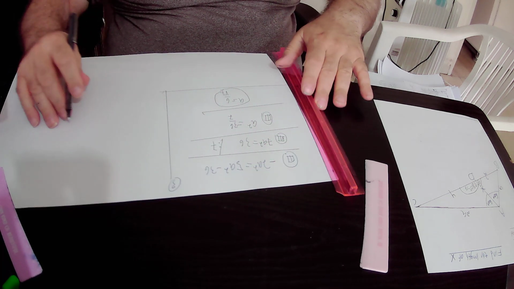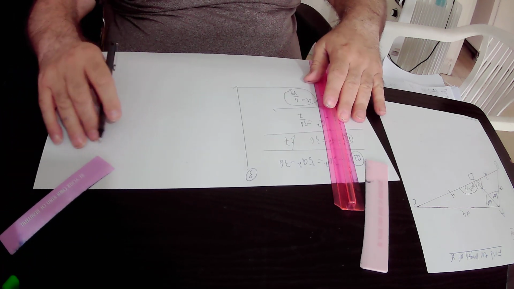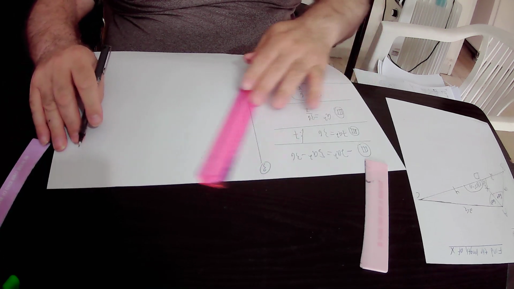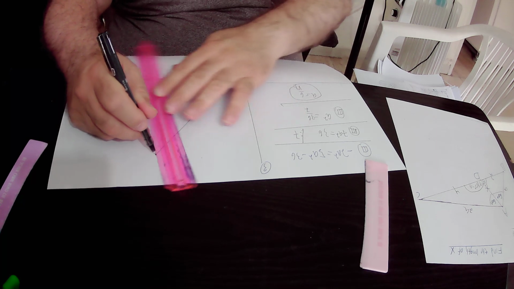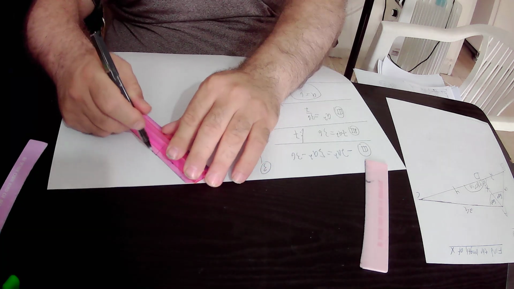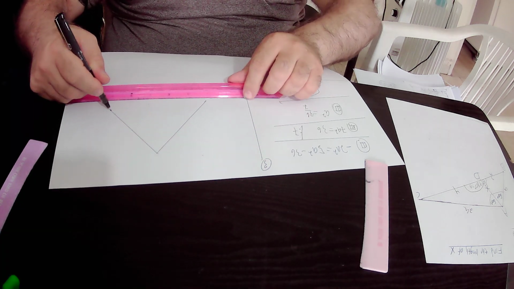In the next step, I will present to you a new formula to calculate the area of any triangle. So if we have triangle ABC, that could be any triangle.